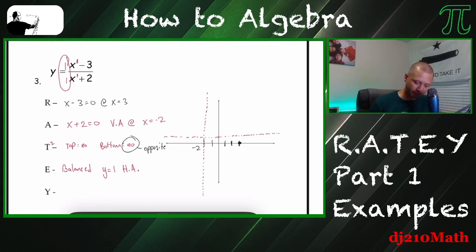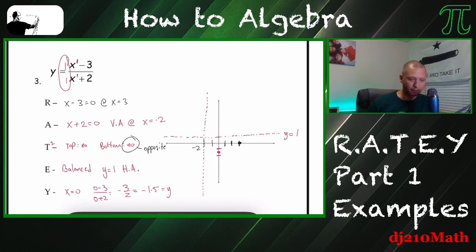All right, so hopefully you can kind of see where this is about to go. But the last step in the process is the y-intercept. So we have to let x equal 0. So when x is equal to 0, we're going to get 0 minus 3 over 0 plus 2, which is negative 3 over 2, which is basically negative 1.5. So negative 1.5. That's the y-intercept.